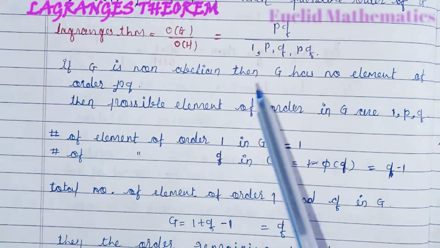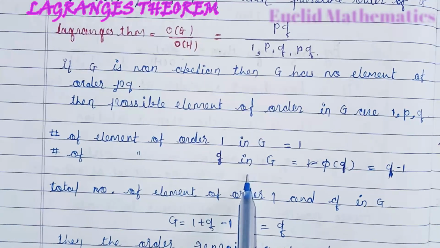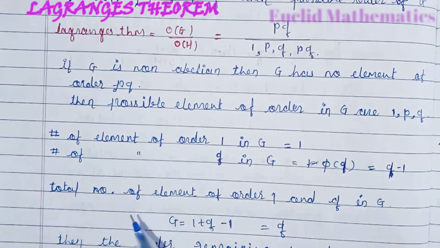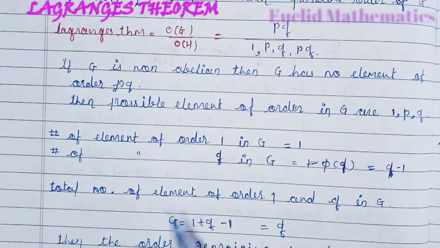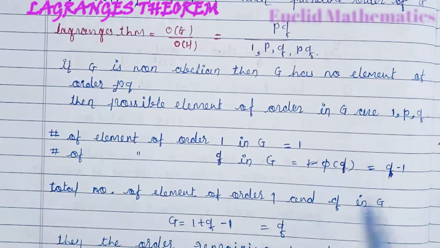Now let's go for the next one: the number of elements of order q. You can take it as p or q, nothing matters, because both are prime. So the number of elements of order q in G: we know that for finding the number of elements of any order in G, we use phi of q. And if q is a prime, then phi of q is q minus 1.